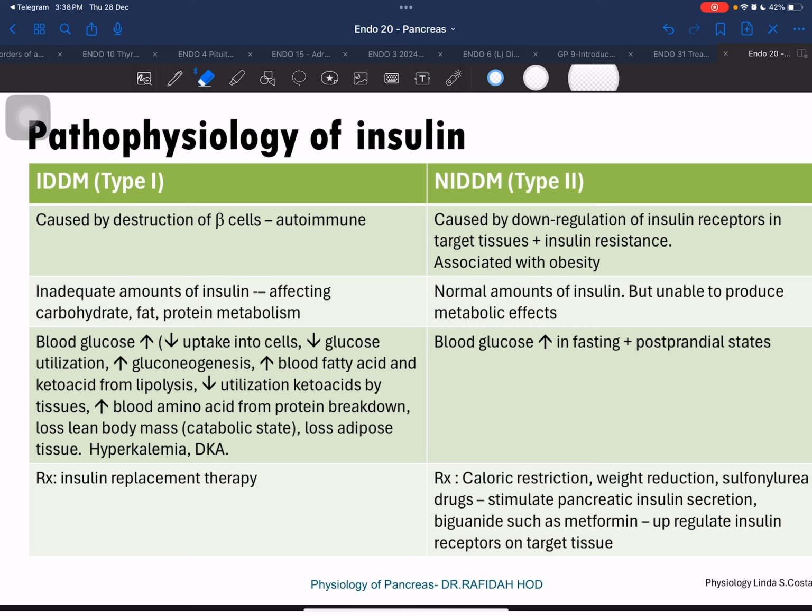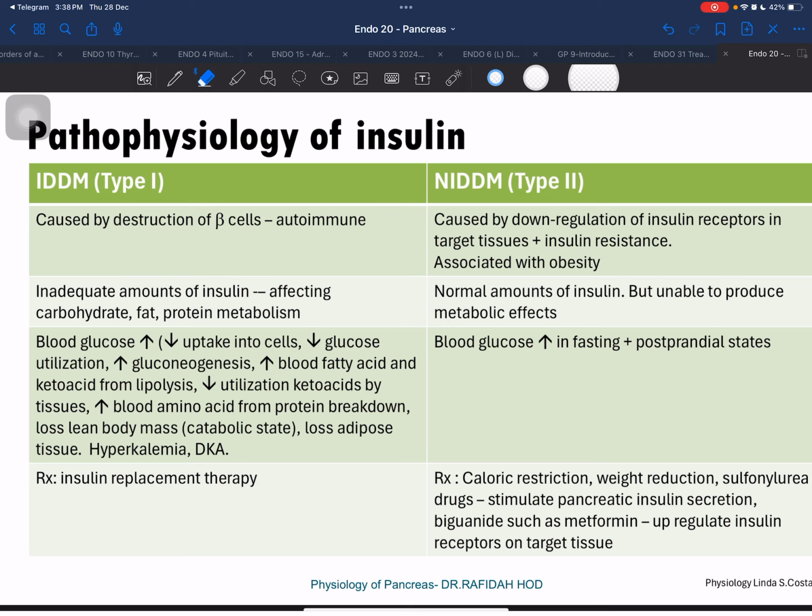Okay, so type 2 is caused by downregulation of the insulin receptors in target tissues and there is insulin resistance, which means it's not that they don't have insulin, they do have insulin. You can have a lot of insulin, but if your insulin is not sensitive or it is resistant, then your insulin won't work and you will still end up with high blood glucose.